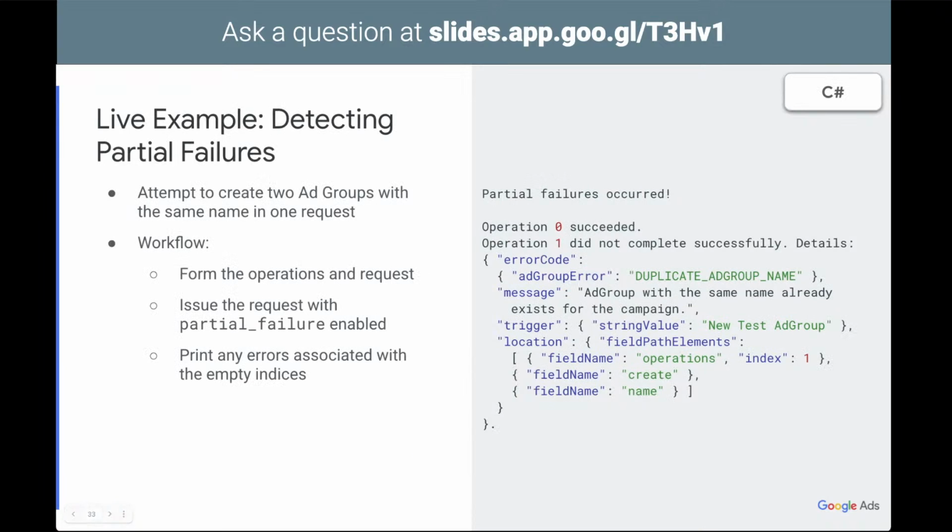For this live example, we'll attempt to create two add groups with the same name in the same request. Since I expect to get a duplicate add group name error for the second operation, I'll need to implement partial failure handling to see that one was successful and one failed. So our workflow for this example: we'll start with the code from the previous example, add a second operation, issue the request with partial failure enabled, and then detect any empty indices in our results. We'll look up any related partial failure error entries.